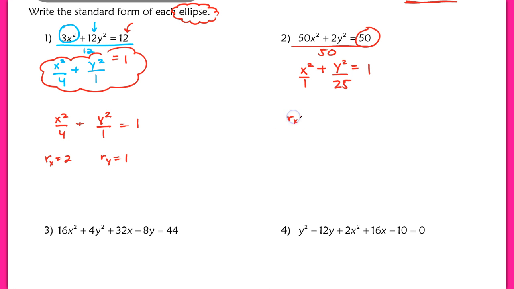And then from here you can see that r sub x is going to equal 1 and r sub y will equal 5. So this time the ellipse would be elongated in the y direction, and over here that ellipse would have been elongated in the x direction.